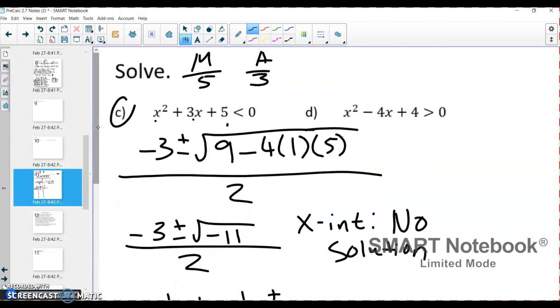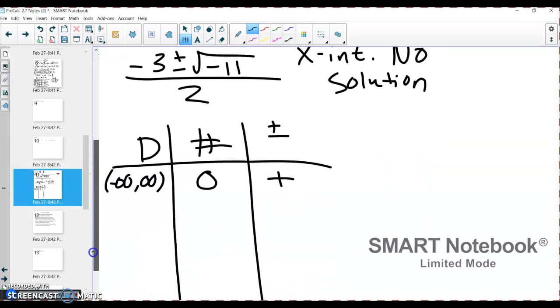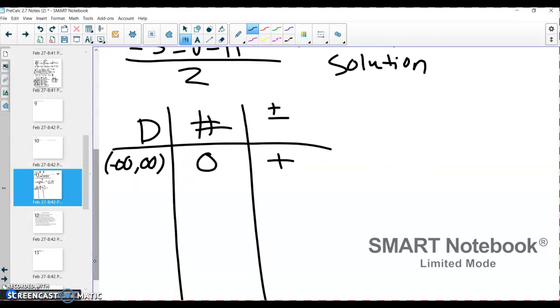And I'm looking for everything that is greater than 0. Sorry, I want to erase that. I'm looking for everything that is less than 0, and since all of these are positive, that means everything in here is going to be greater than 0, so my answer really has no solution because there's no interval that works.